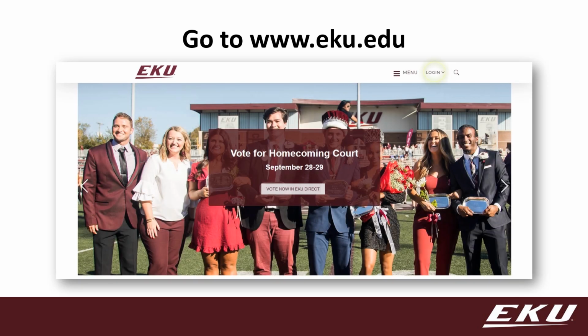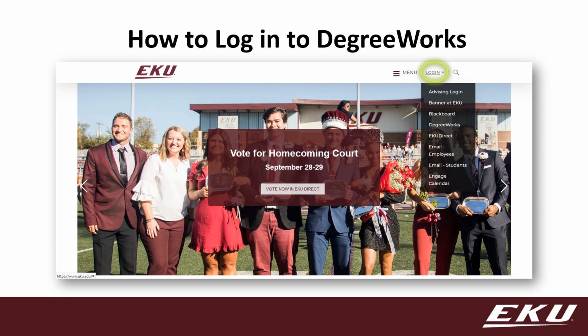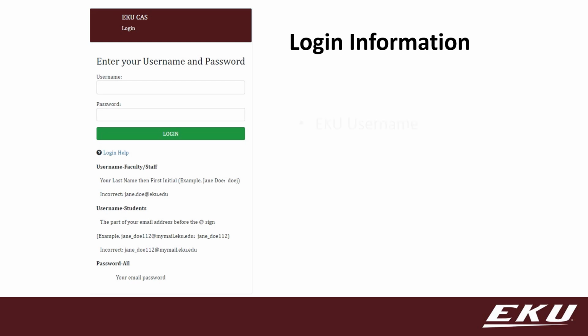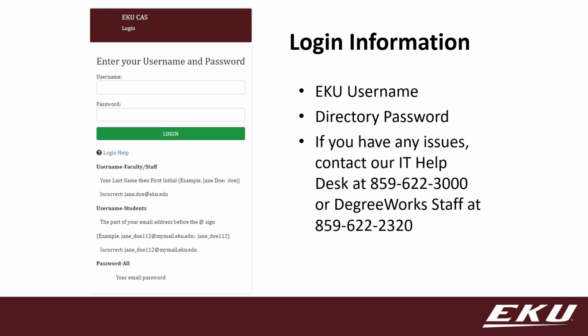Go to the EKU homepage at www.eku.edu. Hover your mouse over the word Login. When the menu comes down, look for DegreeWorks and click on it. This will take you to the login page. In the login page, you'll want to enter your EKU username and your password, and if you have any issues, you'll want to contact IT.